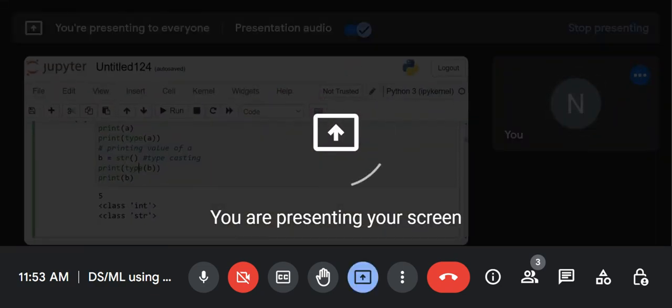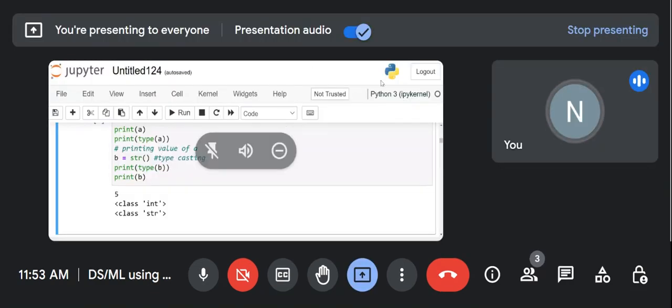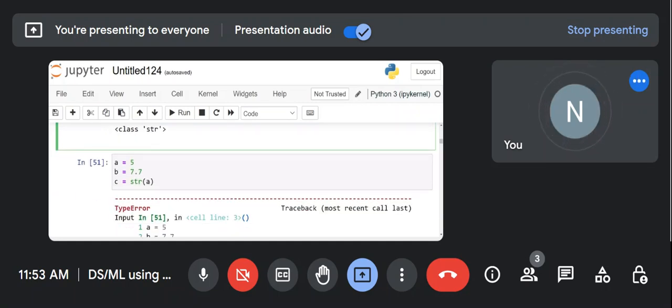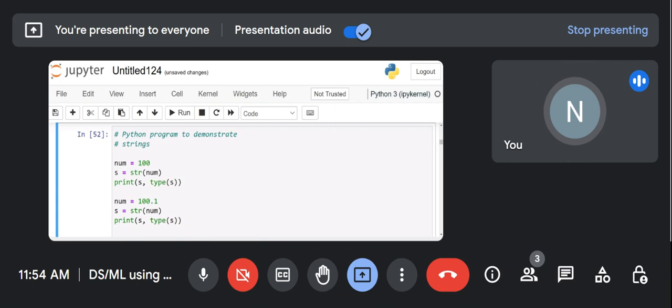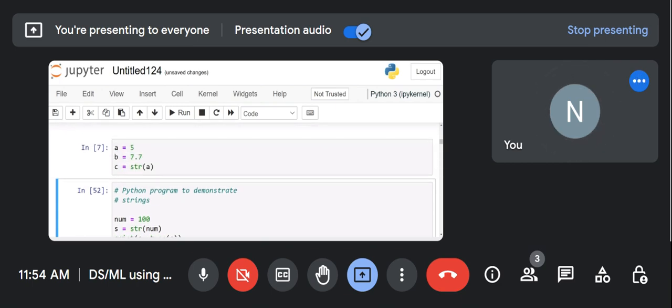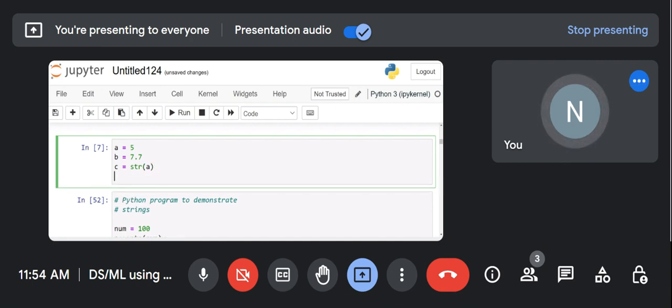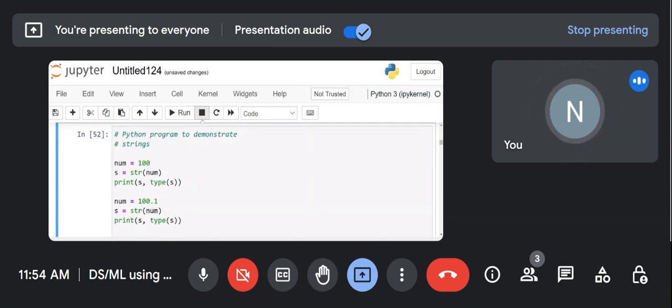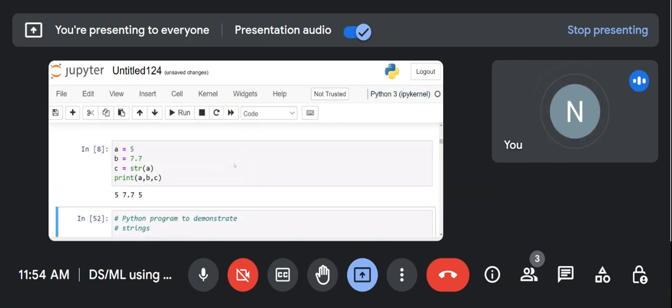So whatever she said is correct. Typecasting has been done for this purpose only. Here, a variable a whose value is 5, a variable b whose value is 7.7, and c is str a. If I run this code, variable a has been converted into string format. And if I print a, comma, b, comma, c, let me print these three, you get the answer 5, 7.7, and 5.